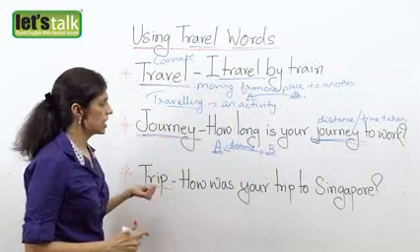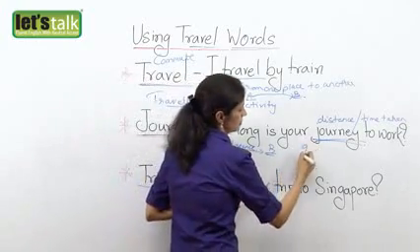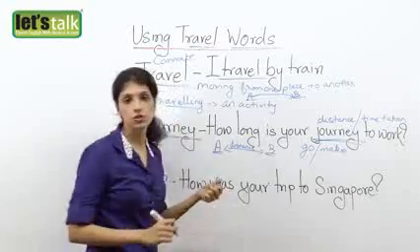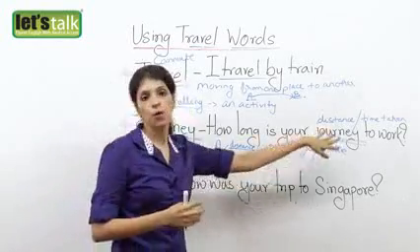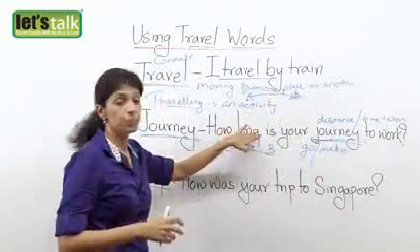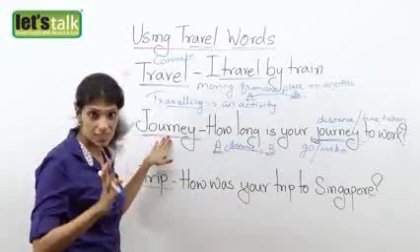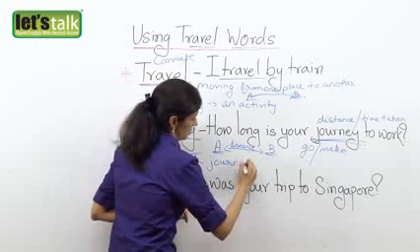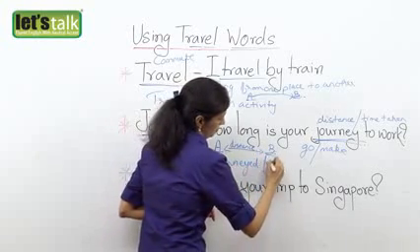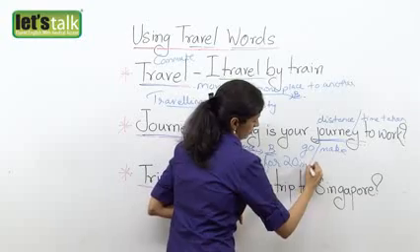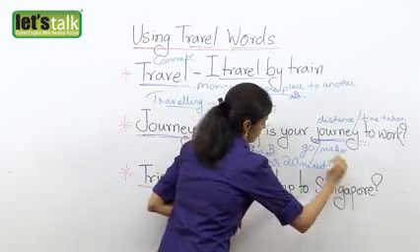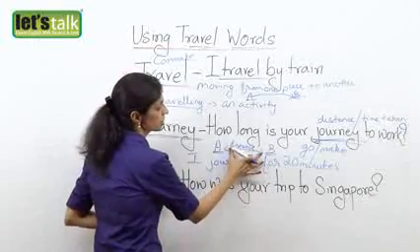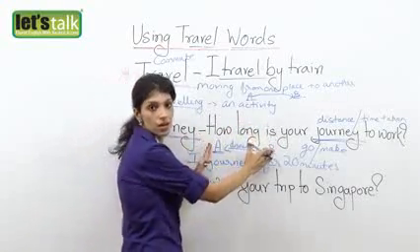Okay, so you can say I go on a journey or I make a journey. So use verbs like go or make when you talk about a journey. Or you can even use journey as a verb. I journeyed for 20 minutes. That means you're talking about your distance from one place to another.